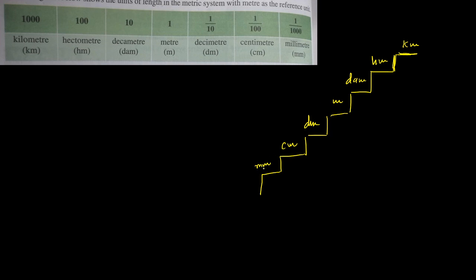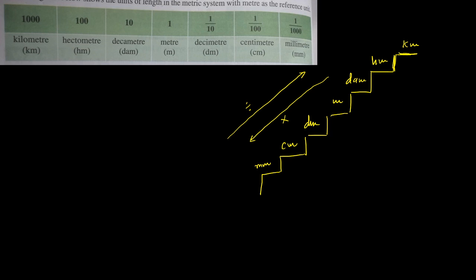How many stairs are there? 1, 2, 3, 4, 5, 6, and 7. 7 stairs are there. Now the rule is that if you go from bottom to the top, you have to divide. And if you are coming from top to the bottom, you have to multiply. These 2 rules you have to keep in mind, and you have to understand and learn this stair. Then you don't have to learn all the formulas, all the rules which are given in the book. This is a short trick by which you can convert any unit into any other unit.